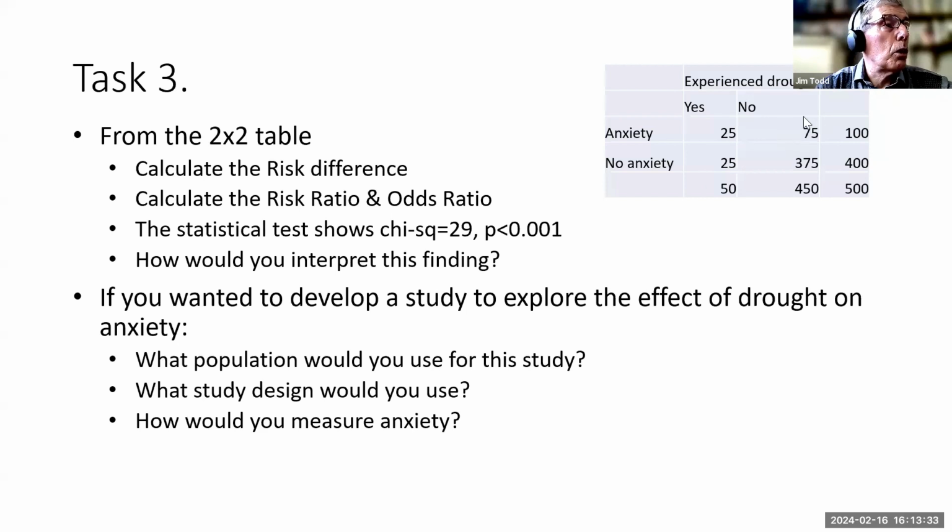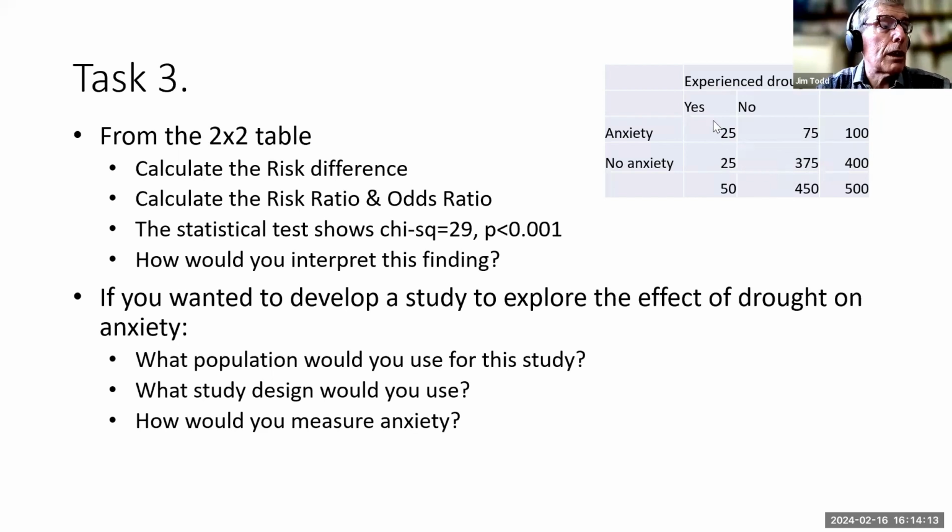The odds of people who experience anxiety amongst those who didn't experience drought is going to be 75 divided by 375, which I'd have to do the calculations. 75 divided by 375 is going to give about 0.2. Okay, so the odds in this group here who have experienced drought is 1. The odds in those who've not experienced drought is 0.2.